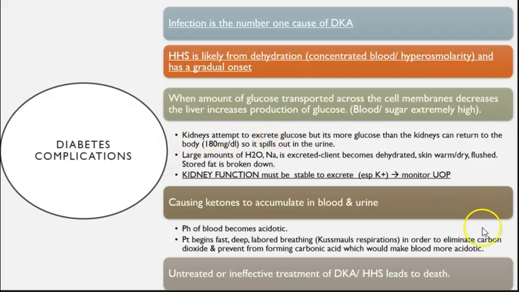So when the amount of glucose transported across the cell membranes decreases, the liver increases production of glucose. Remember our stores of glucose in the liver? Blood sugar extremely high. Kidneys are going to attempt to excrete glucose, but it's more glucose than they can handle. So it's going to start to spill out in the urine. This is why when we look at their urine, we can see glucose molecules in it. Oh, we can't visualize it, but when we take it to the lab to get tested, it'll come back with positive sugar.